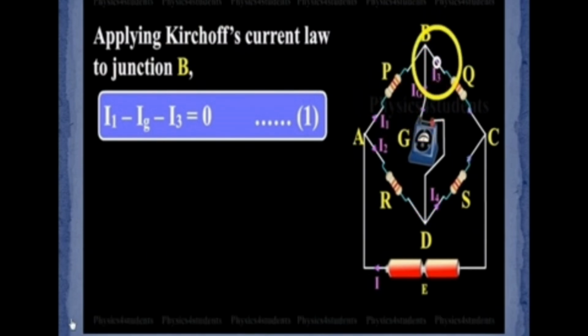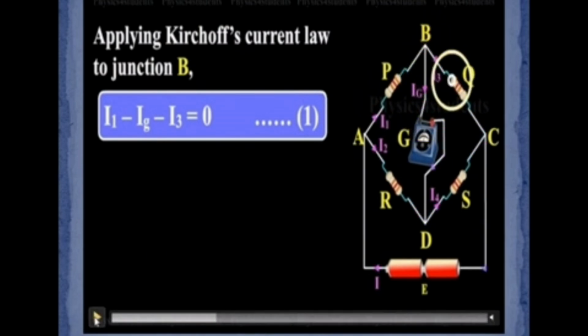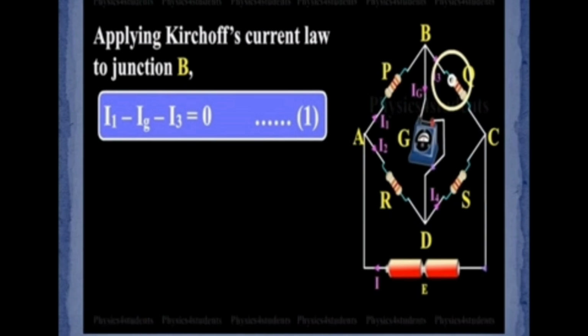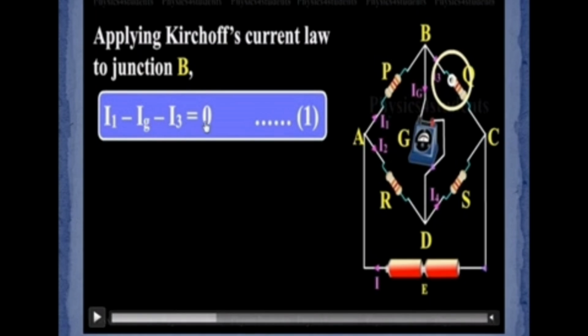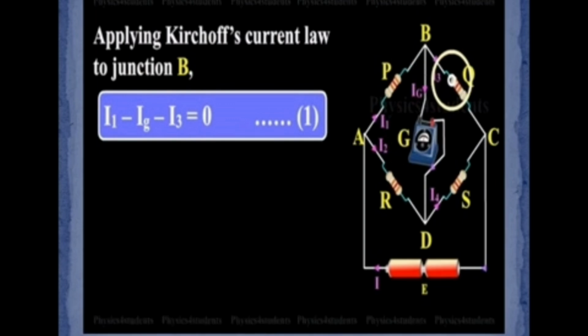Kirchhoff first law is applied to the junction B. In junction B, I1, Ig and I3 meet. Ig and I3 are moving outward, but I1 is moving towards the junction. So I1 is positive, and Ig and I3 are negative because the two currents are flowing away from junction B. That's why we take I1 minus Ig minus I3 equal to 0. This one is inward, these two are outward.